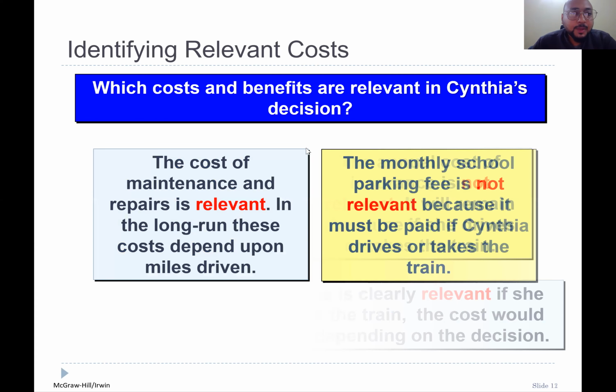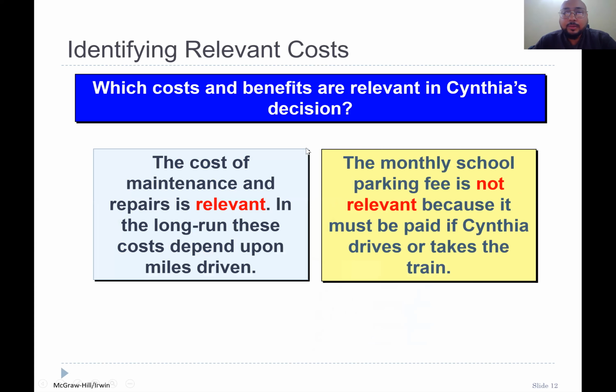Here we go. So which costs and benefits are relevant in this case? The cost of maintenance and repair are relevant because the longer you run, the more you need to go for repair and maintenance. Now the monthly school parking: the trip may be for 2 days, 3 days, or 4 days, but you have to pay the monthly parking fees. So it is not relevant.